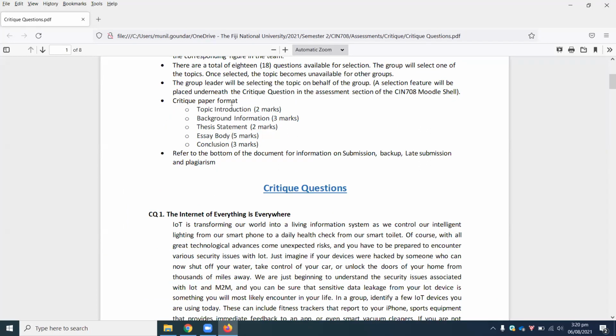Now, your paper format is as below. You have topic introduction, you have background information, you'll have thesis statement, you'll have essay body, and then you have conclusion. Now let's go and talk about this format and what things you can include in it.